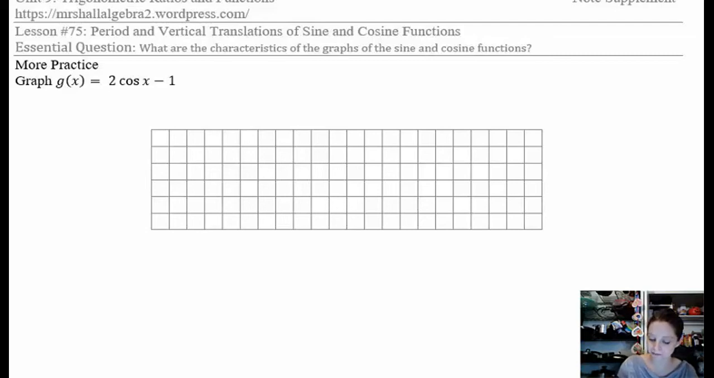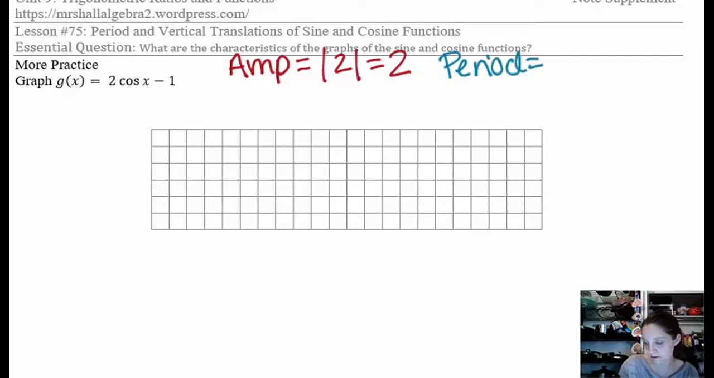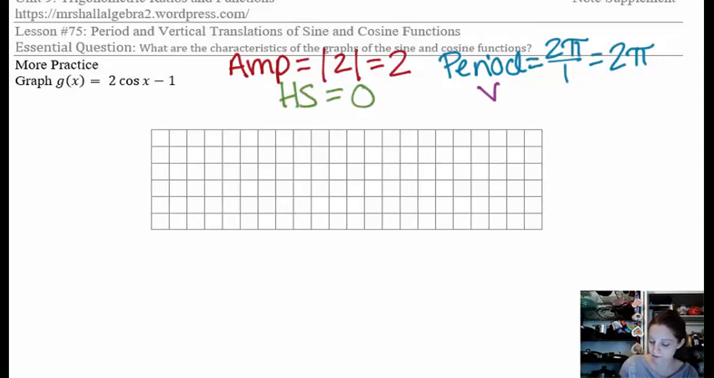So we'll begin by finding the amplitude, the period, horizontal shift, and vertical shift. The amplitude is the absolute value of A, which is 2. The period is 2 pi over B. B is 1, so the period is 2 pi. Now we have the horizontal shift. Again, it is 0. And the vertical shift is negative 1.